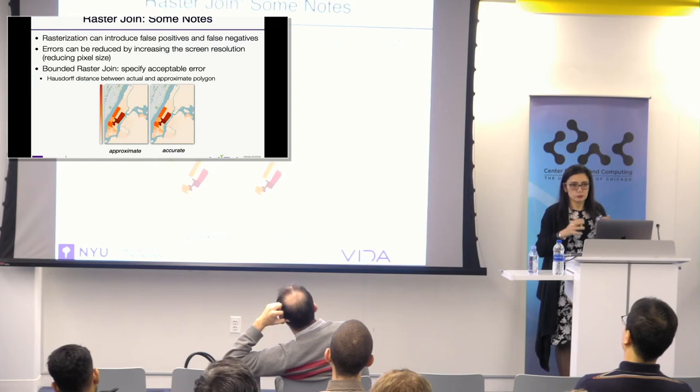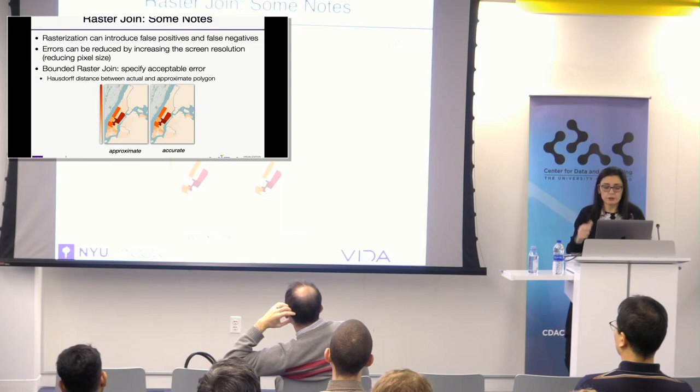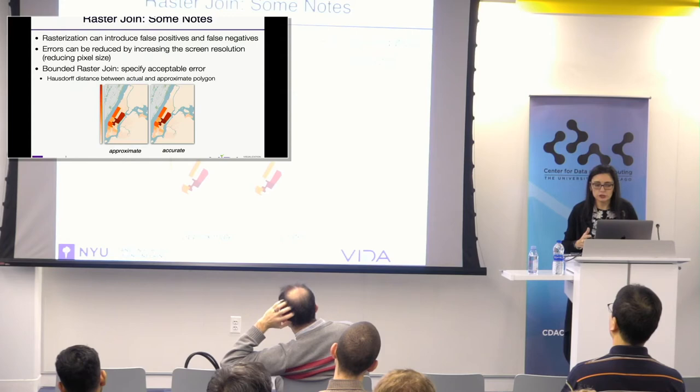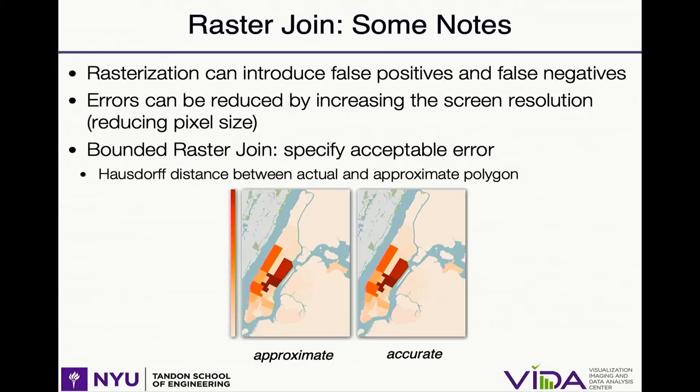if we change the size of the pixels in our virtual canvas, right? So if you increase the resolution and we make these pixels smaller, we're going to get better coverage of the polygon, right? So with this, we actually introduced this algorithm called bounded raster join, where the application can specify the amount of acceptable error. Here, we do that by using the Hausdorff distance between the actual polygon and the approximate polygon that is derived by the rasterization, right?